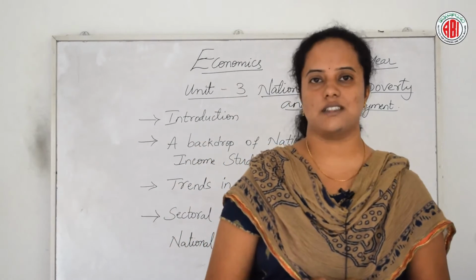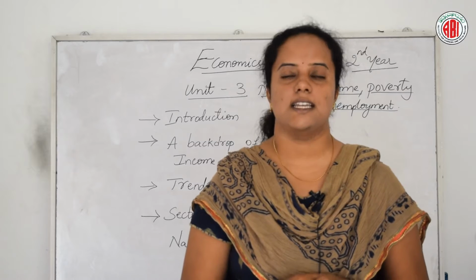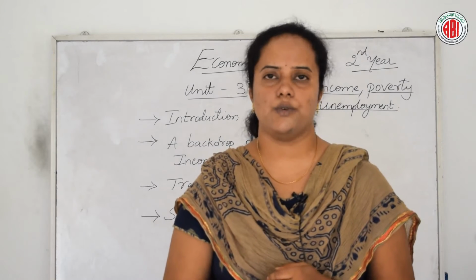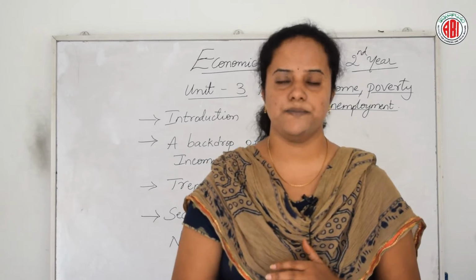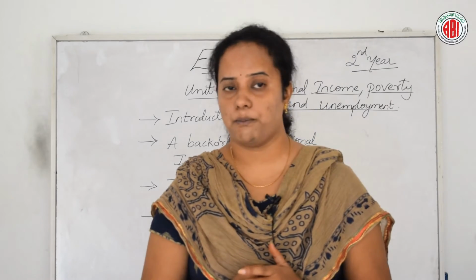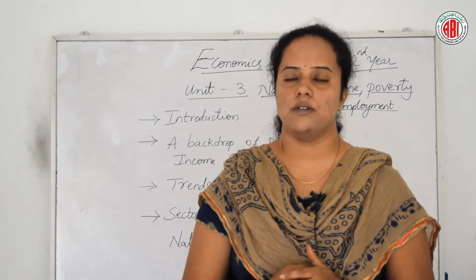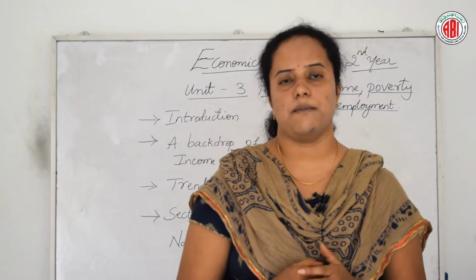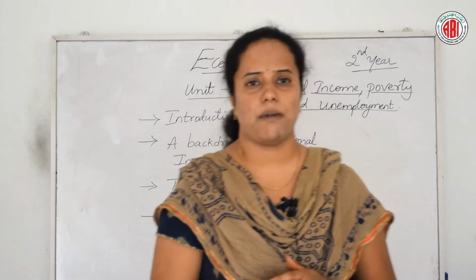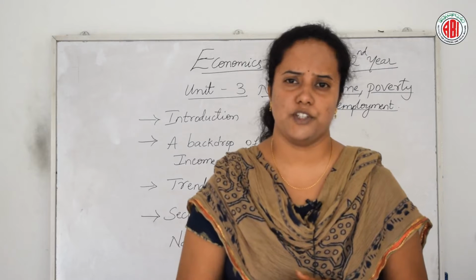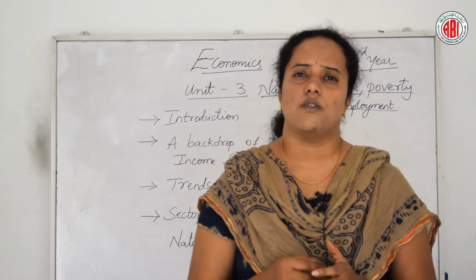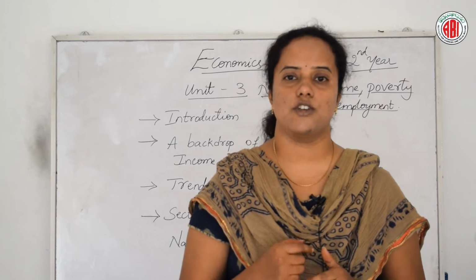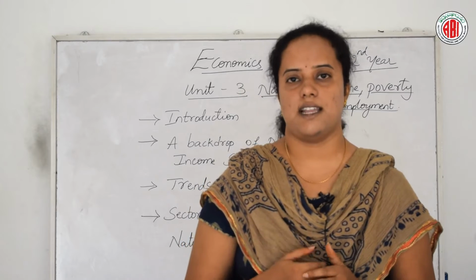Today we are going to discuss our new topic, Unit 3: National Income, Poverty and Unemployment. In this unit we are going to discuss national income and income inequalities, poverty and unemployment. As well as trends in national income and per capita income in India can be studied in this chapter. Apart from these, trends in the sectoral contribution to the national income, what is the share of public and private sectors in gross domestic product, and how it is dealt with, we can study in this unit.